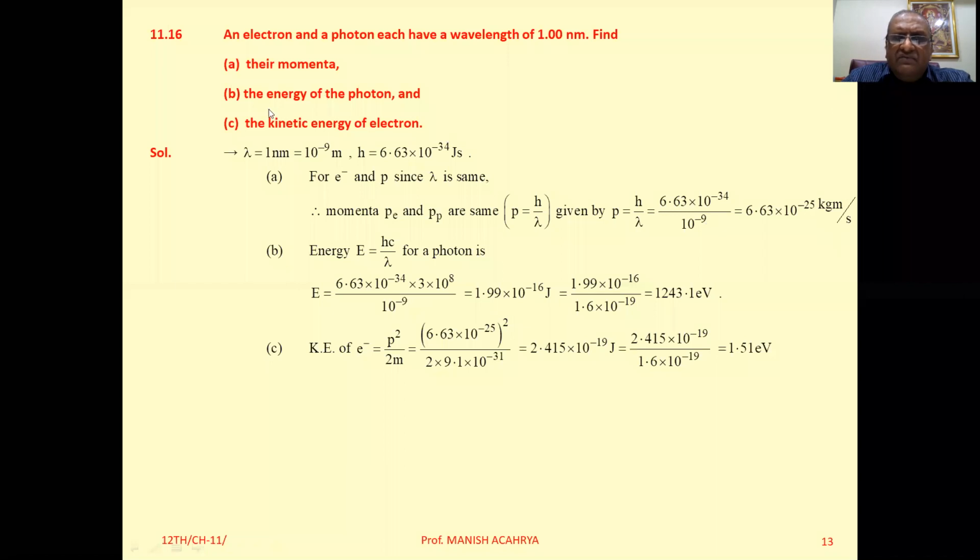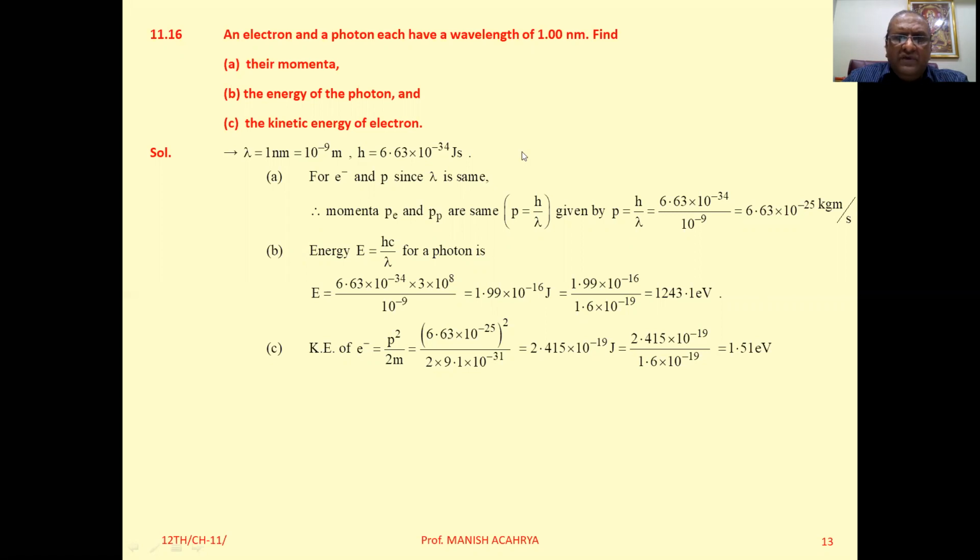Okay. Then we have to calculate the energy of a photon. Now the energy of a photon is hc by lambda. So substitute the value of h, then c and lambda and solve it. You will get the answer in terms of joule. Then divide it by 1.6 into 10 raised to minus 19. Your answer will be in electron volt.